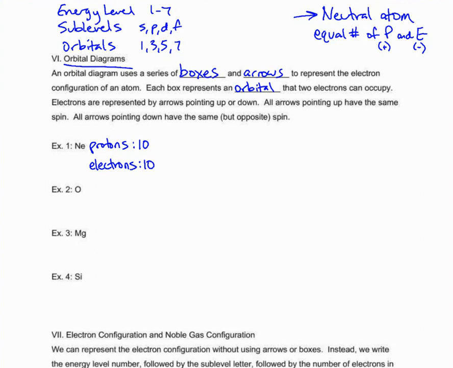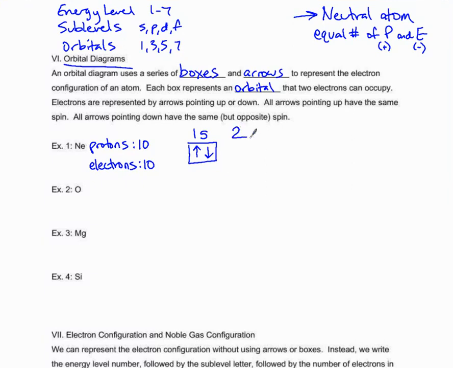Here's how it works. So energy level 1. Remember, the S sublevel fills first in every energy level. So energy level 1, sublevel S, 1 box. S has 1 orbital. So we can go ahead and put 2 electrons in here. There's 1. There's a second with the opposite spin. But we've used 2 and we still have 8 to go. This is it for the first energy level.